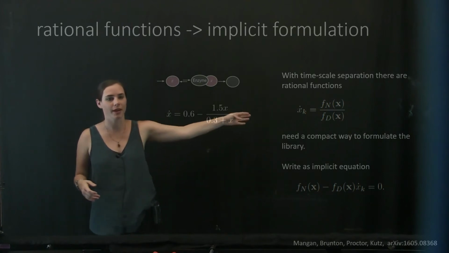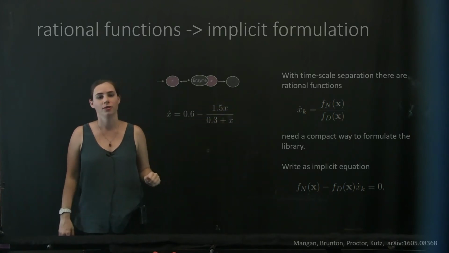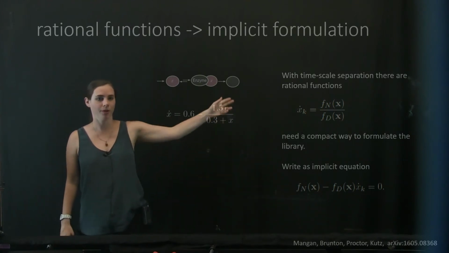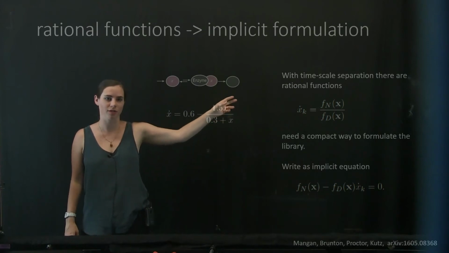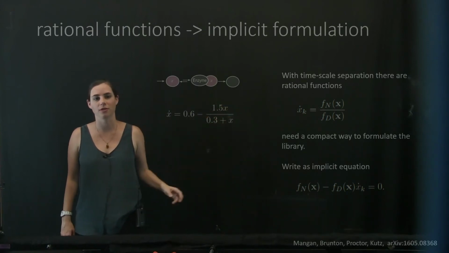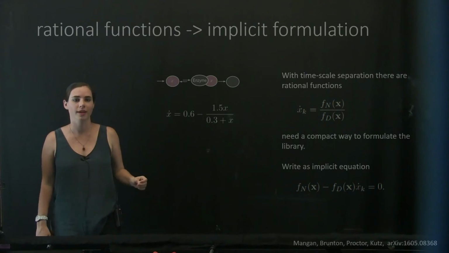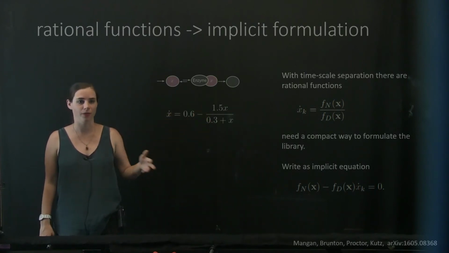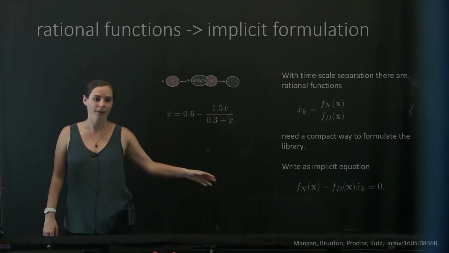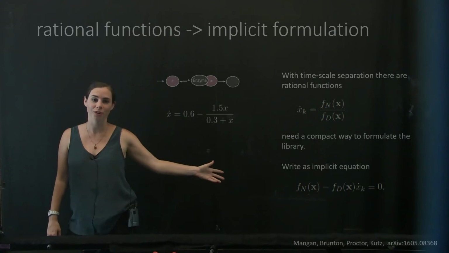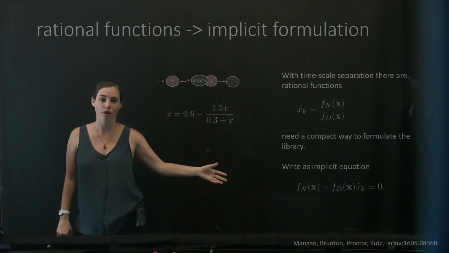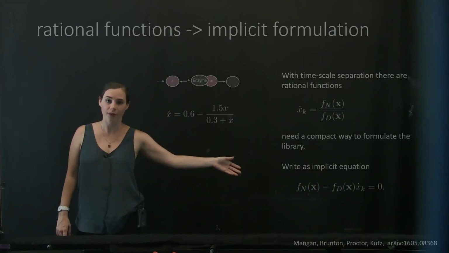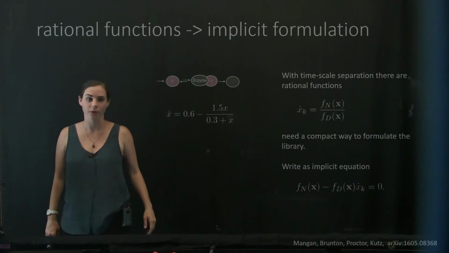So instead of writing x dot is equal to some functions in the numerator and some functions in the denominator, we're going to write it as an implicit equation. So multiply through by your denominator and move everything over to the left-hand side. And now we have, again, something that can be linear in terms of functions of polynomials, and also the derivative of the state variable is equal to 0.